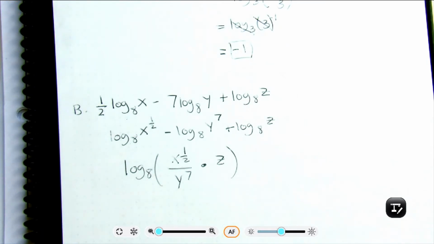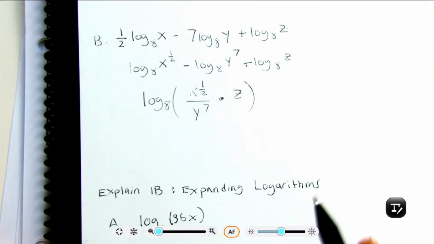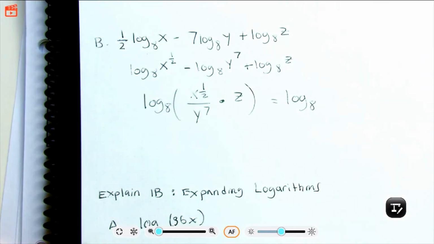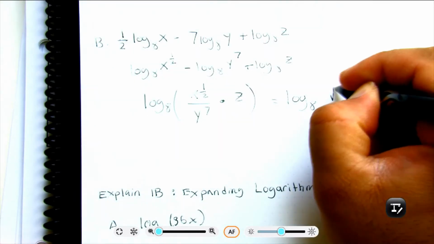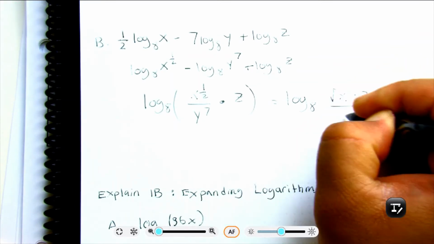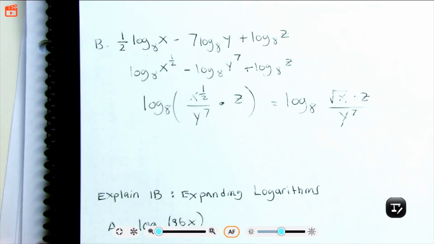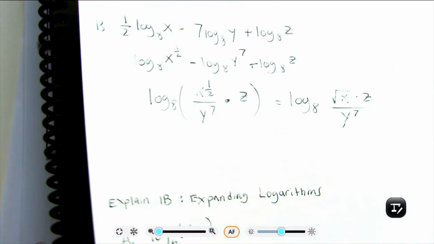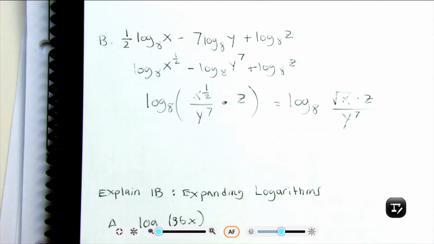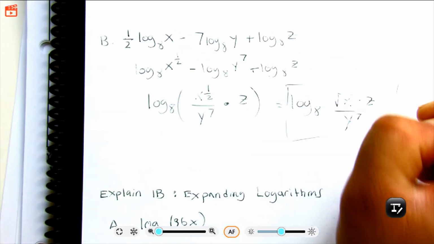Now x to the 1/2 can be written as a radical. So this is the same as log base 8 of the square root of x times z over y to the 7th power. And that is our solution. So we went from expanded form to a single logarithm.